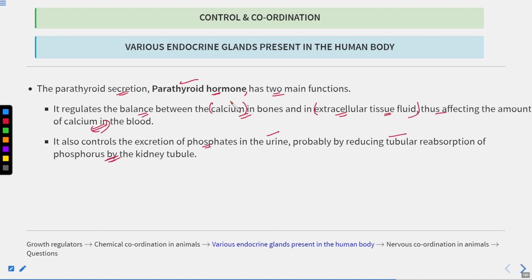So if the phosphates are not absorbed, then they will be eliminated out of the body through the urine. Again, this kidney tubule is present in the nephrons. So this parathyroid hormone controls the excretion of phosphate. You can say it maintains the balance or controls the level of phosphate, and it reduces the reabsorption. If the phosphate is not reabsorbed into the blood, then it will be eliminated from the body through urine.